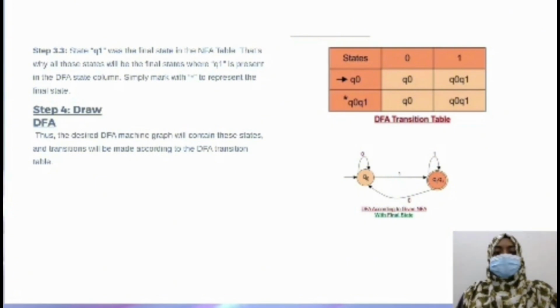DFA diagram. In this slide, we draw the DFA diagram. Q0 is the start state, Q0 Q1 is the final state. All transitions are drawn from the transition table. Now the NFA to DFA conversion is complete.